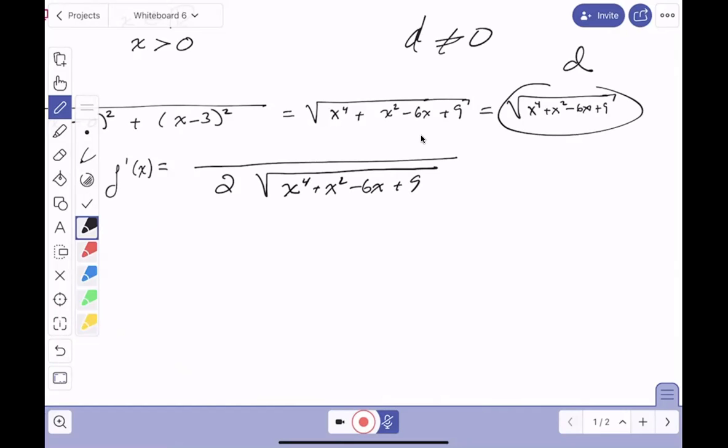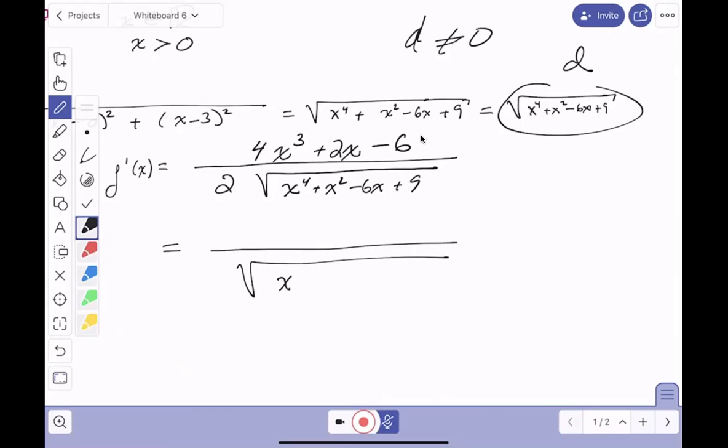What goes on top? The derivative of the inside, which is going to be 4x cubed plus 2x minus 6. Well, you know what I'm going to do? I'm going to divide through by 2 now. I may be delaying the inevitable, but that's okay. What do you get over there? 2x cubed plus x minus 3.